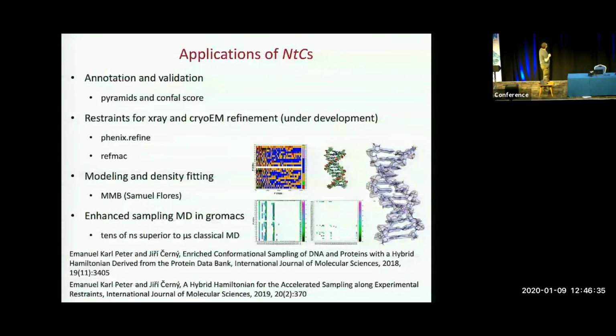Then we also use our conformation classes in MMB, de novo modeling and fitting to density, and in enhanced sampling, which is kind of overlooked. You can get a much easier publication when you say, okay, I simulated a few microseconds using classical MD. Nobody cares that the ensemble of the structures is wrong. We can simulate only a few tenths of nanoseconds, and the partitioning of the conformations is correct, but yeah, we ended up in this not so great journal.